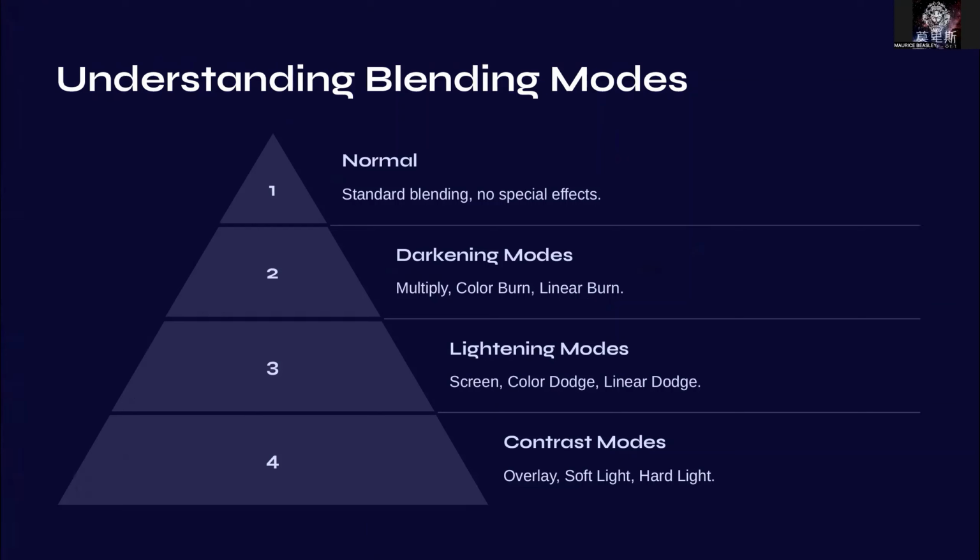Some of these are the different categories of blend modes. You have your normal standard blending modes. Then you have your darkening versions that will make things darker. You have your lightening versions that'll make things lighter. Then you have things that deal with the contrast, the difference between the light and dark areas, that will increase or decrease that. These are just different categories.